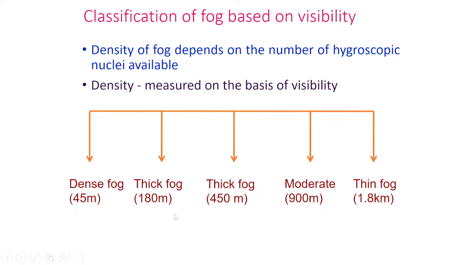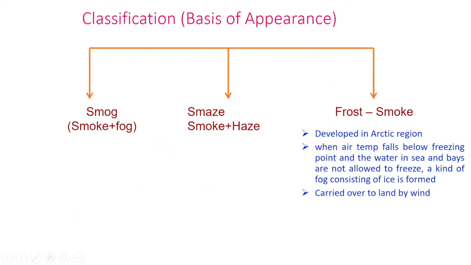Then depending on the visibility, the fog is a dense fog when the visibility is very less, and it is a thick fog when the visibility is around 200 to 400 meters, moderate fog around 900 meters, and it is a thin fog, as we sometimes call it, when the visibility is around 1.8 kilometers. And after that, of course, we call it a haze.